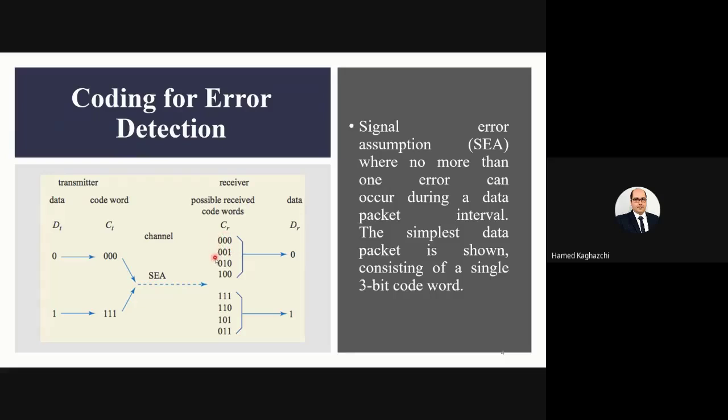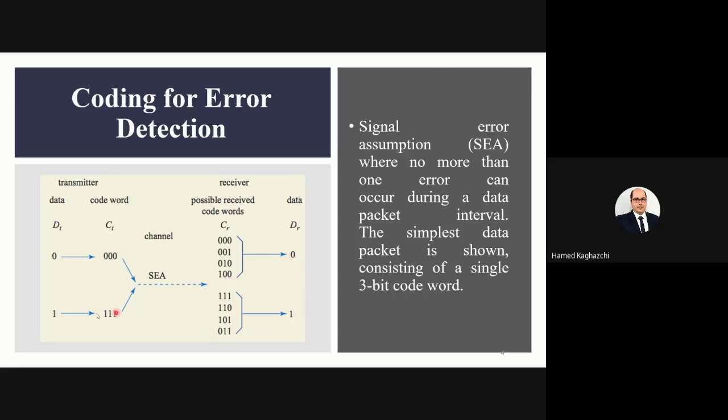I suppose that all of these codes, 000 is equal to 0, 001 is equal to 0, 010 is equal to 0, 100 is equal to 0. Each of these codes reaches the receiver, the destination. I suppose these 3 bits as 0, these 3 bits as 0, this one and this one as 0.